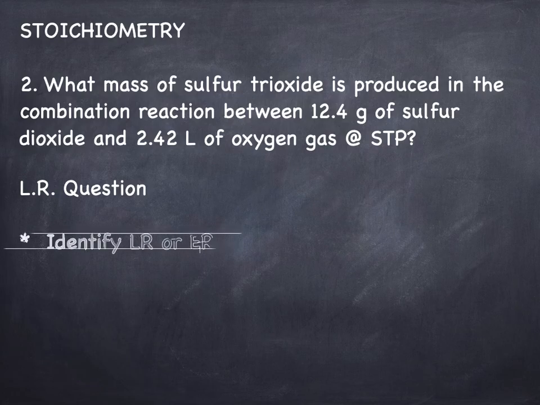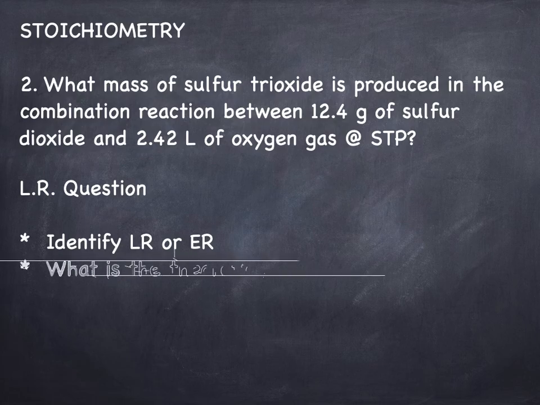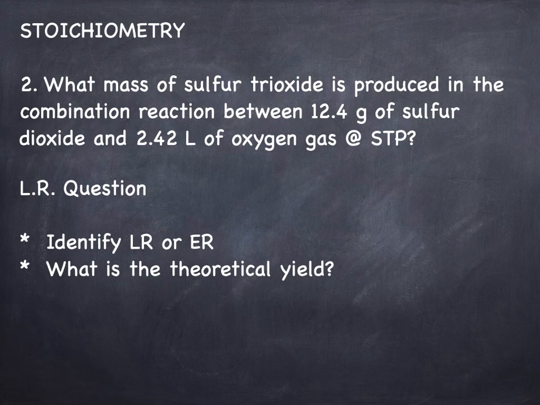One of them is just identifying what your limiting or your excess reagent is. Here you're identifying a substance, and so your answer is going to be a chemical formula rather than a number or a measurement. You might be asking for the theoretical yield of one of your products. This is a combination reaction, so there's only one product, but we could certainly have a multi-product reaction in which you would be looking for the theoretical yield of one of those products.